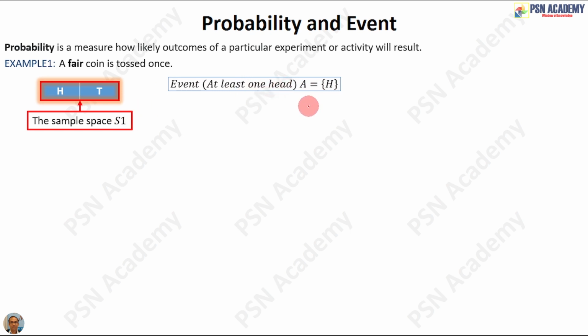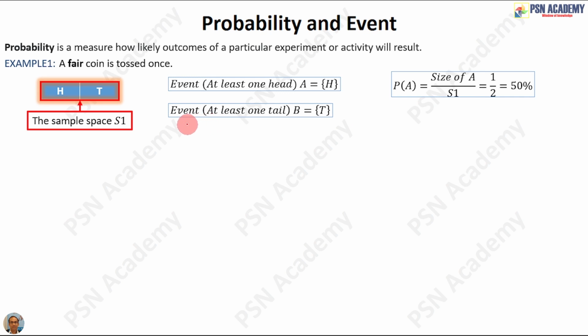We are interested now in how likely at least one head will occur when we go for the trial. So the probability that A will occur will be the size of A by the size of S1. Here the size of A is 1 because there is only one element inside the set A. And here S1, that is H and T, is 2. So 1 by 2 becomes 50%. That means we can say that the probability of getting at least one head from this trial is 50%.